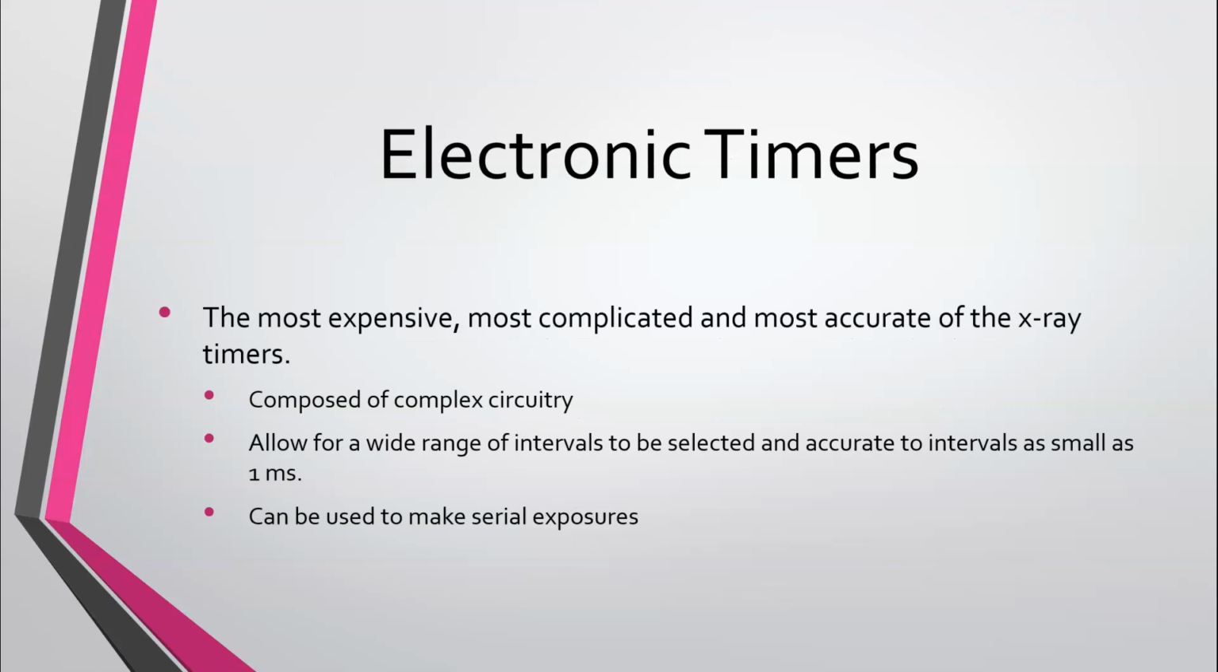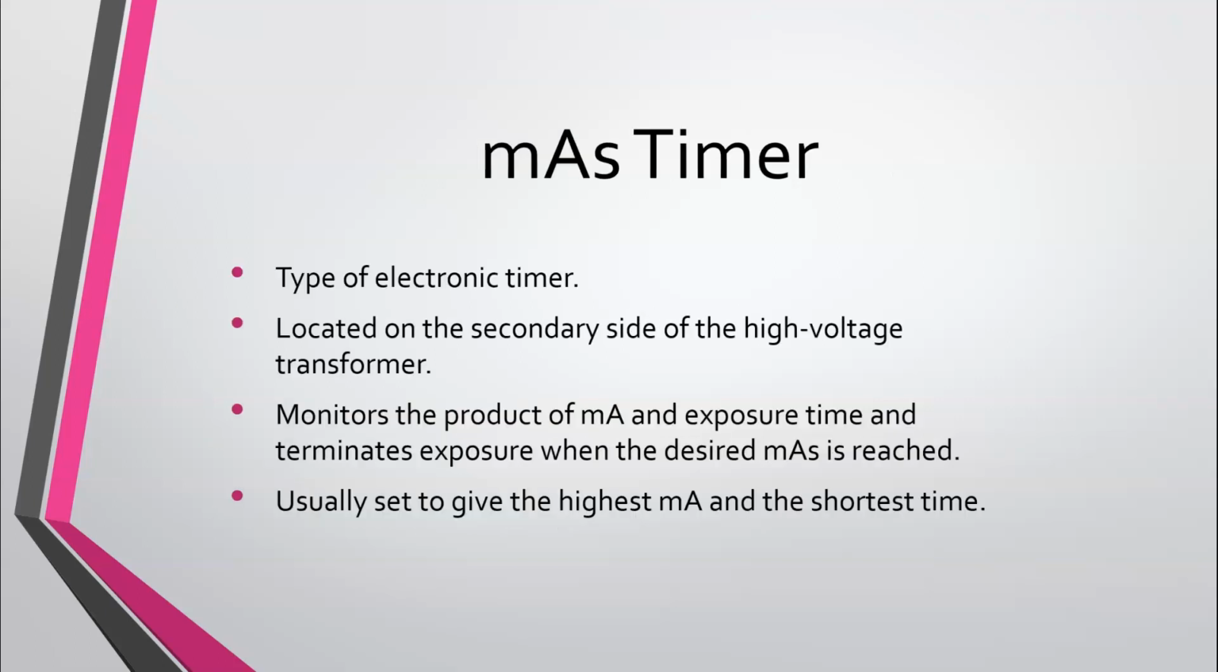The most expensive is our electronic timers. They're the most complicated, most accurate of X-ray timers. Composed of complex circuitry, they allow for a wide range of intervals to be selected, and are accurate to intervals as small as 1 millisecond, and can be used to make a series of exposures, which is nice. So electronic timers are what we use today.